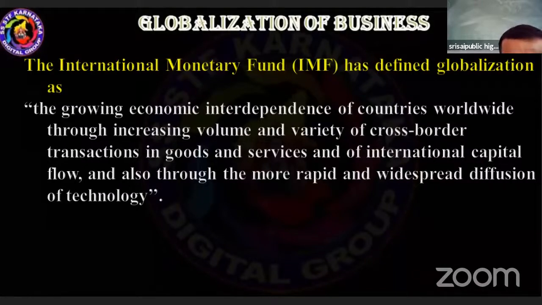The process of globalization includes the economic interdependence of countries across the world, the goods and services which we import and export between countries, and also international capital flow. It means that businessmen from other countries will show interest to invest their money or to start their business. That is part of international capital flow, and also more rapid and widespread technologies.